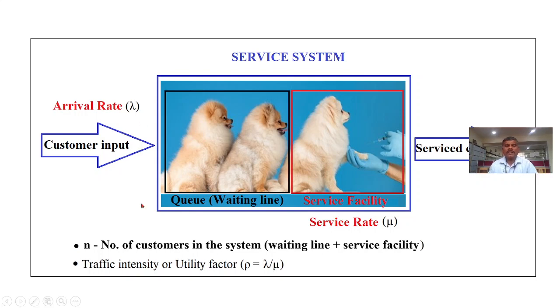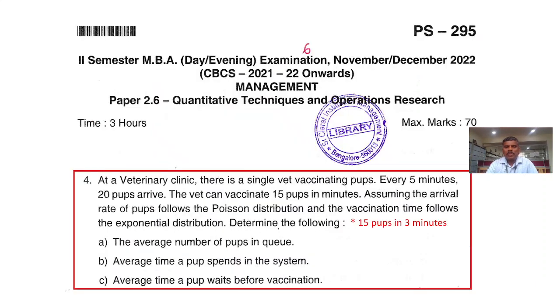In this system, we have n number of customers arriving into the system, then waiting in the waiting line, getting to the service facility at a particular rate and then leaving the system. Here we have the traffic intensity or the utility factor. It is the proportion of time the system is busy, which is given by rho is equal to lambda by mu. With this background, we can move back to the problem.